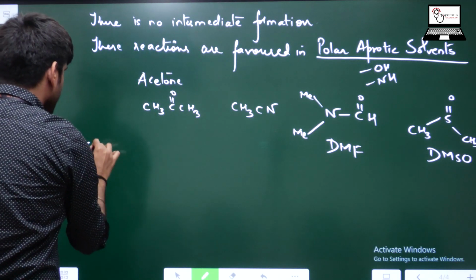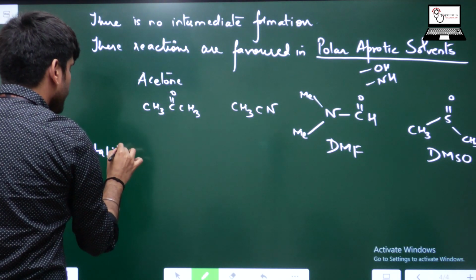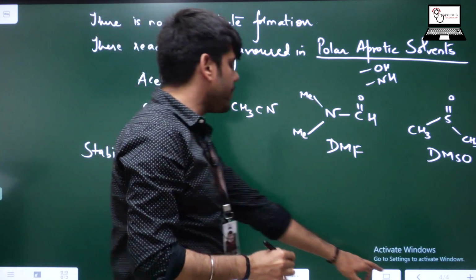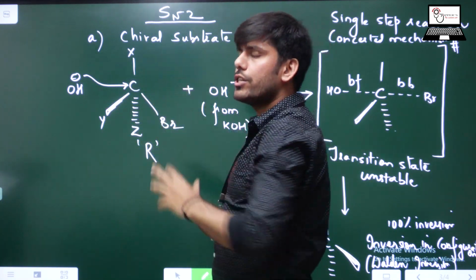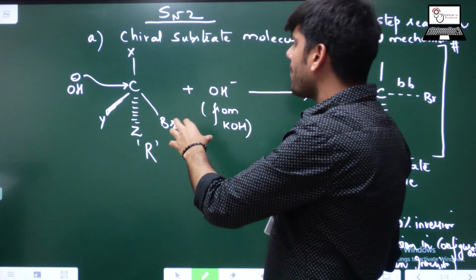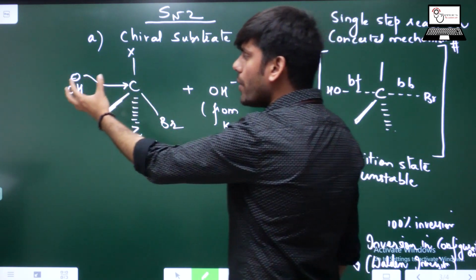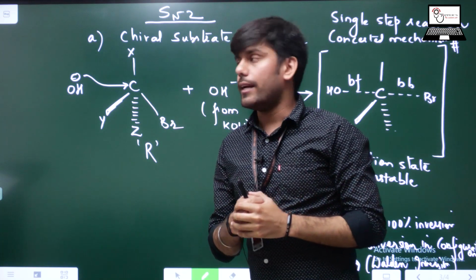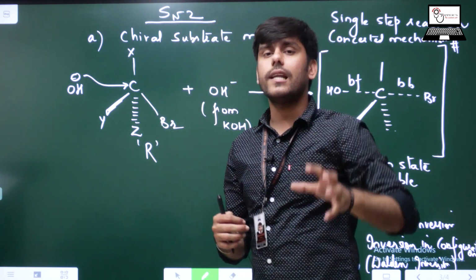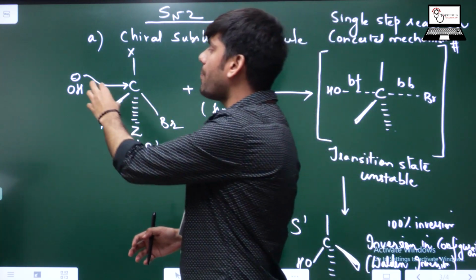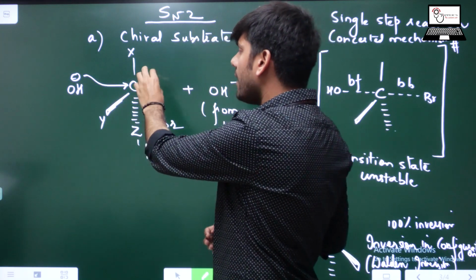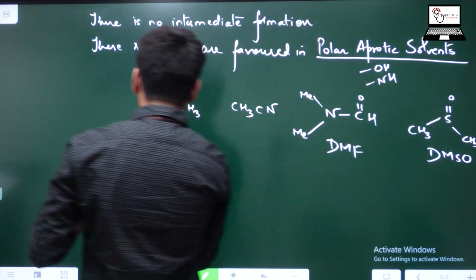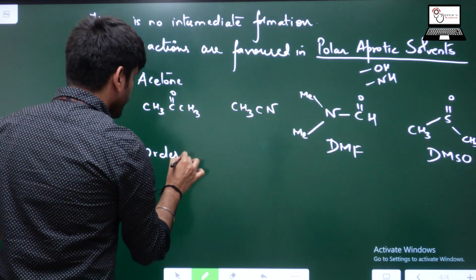Now, if I discuss the stability order. In the beginning, I told you that if this carbon is not sterically hindered, then SN2 reactions are usually favored. Why? Because OH minus is attacking from the back side.